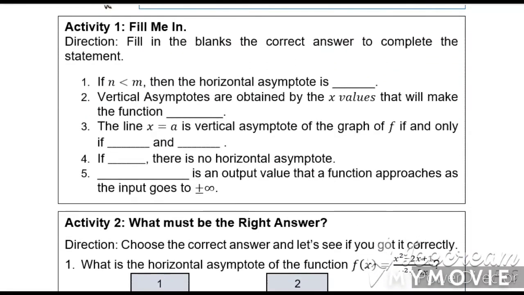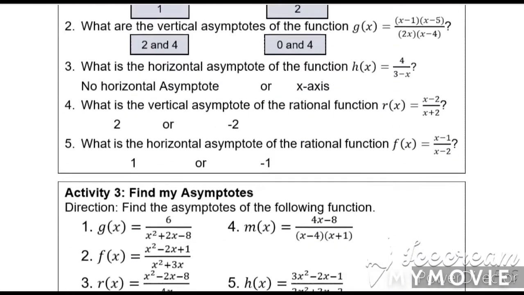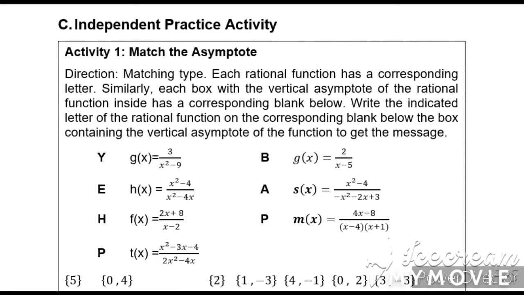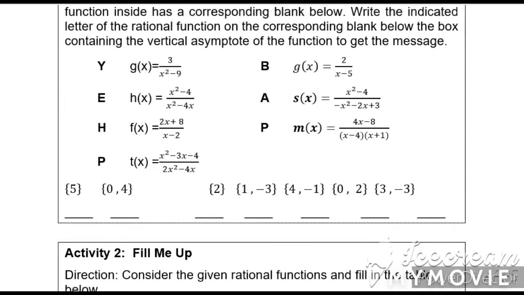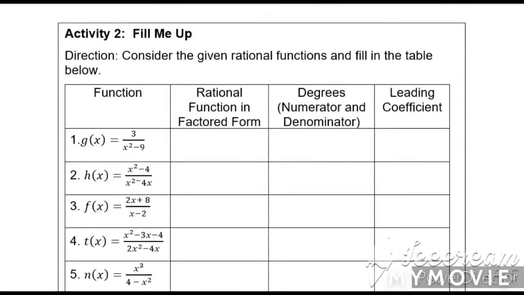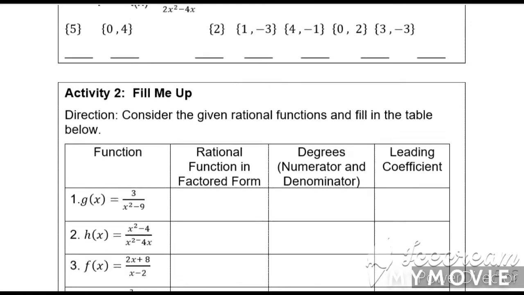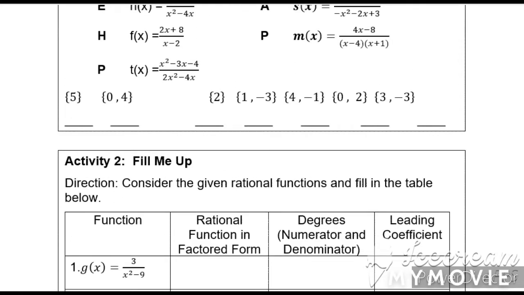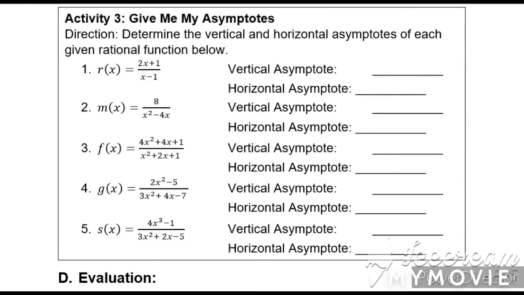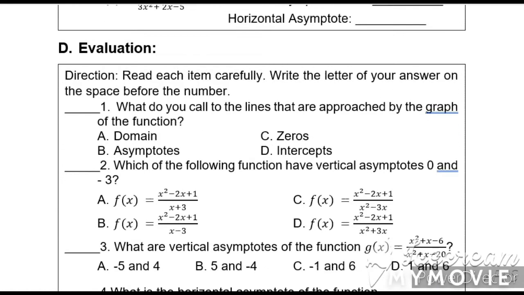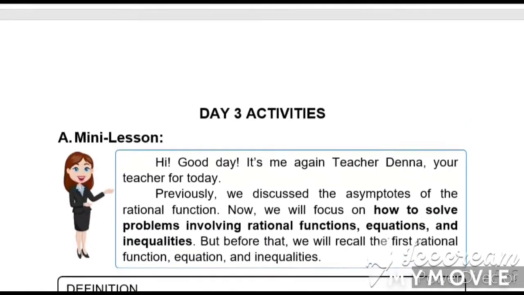So you can have this practice activity. Then independent practice activity, match the asymptote. Then we have here, fill me up, give me asymptotes. Then you can have your evaluation.